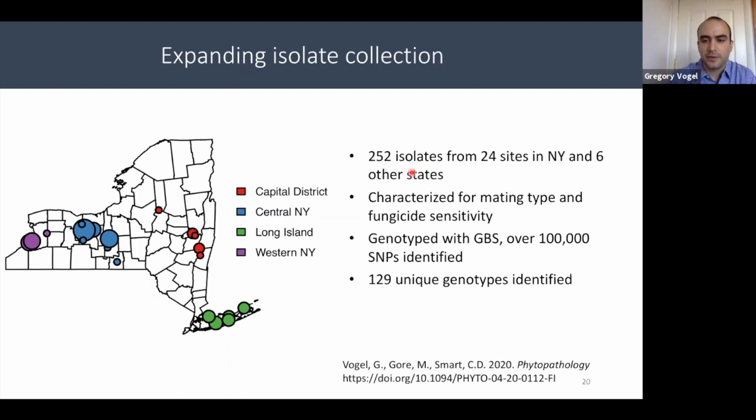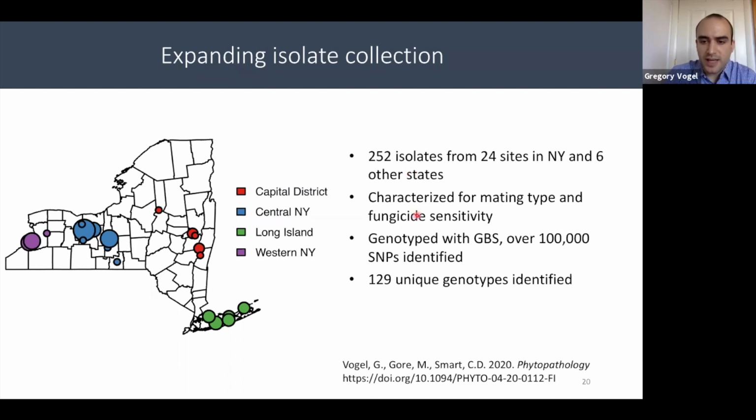We characterized them for their mating type and their sensitivity to the fungicide mefenoxam, which has been used pretty effectively since the 1970s, but more recently, insensitivity to that chemical has been arising around New York State and really around the world.